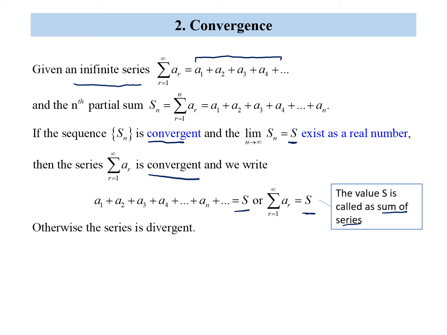If the summation or the limit does not exist as a real number, then we can say that the series is diverged.